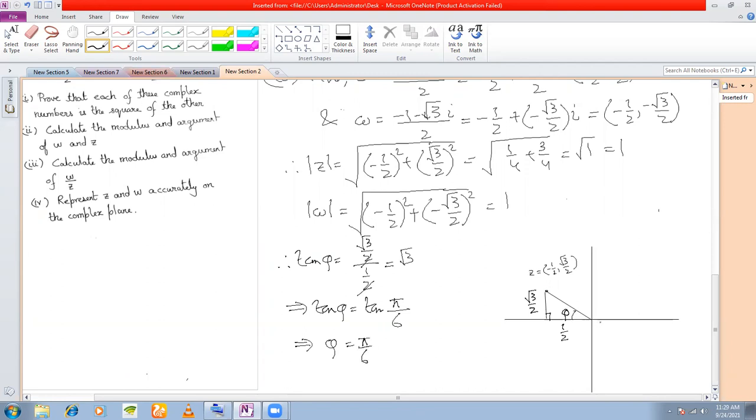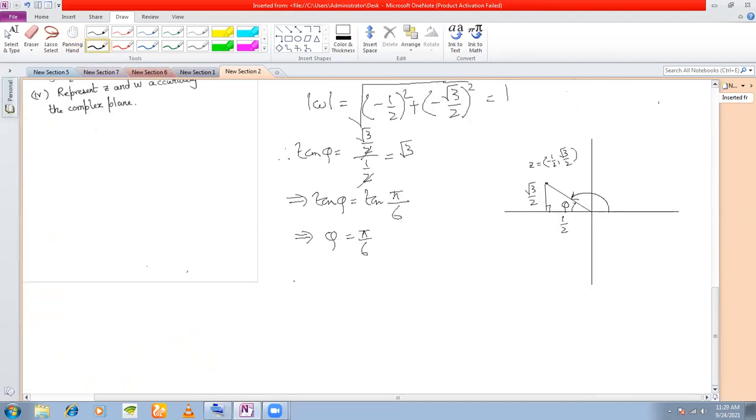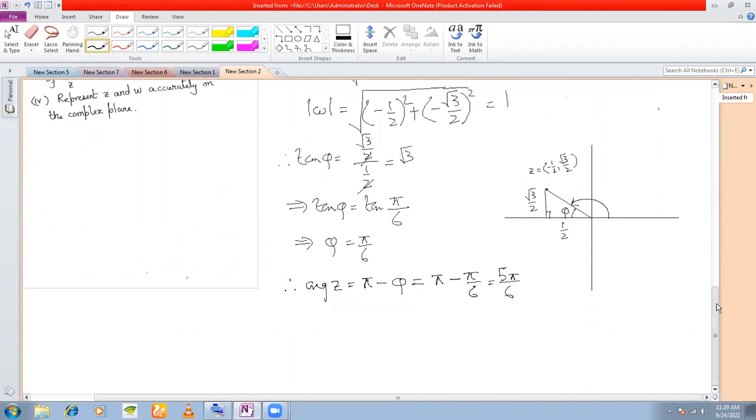Because this lies within the first and second quadrant, this will be our argument. Therefore, what should be the argument? Argument of z is equal to pi minus phi, so this is pi minus pi by 6, which is equal to 5 pi by 6. This is the argument of this complex number. Let us now consider omega.